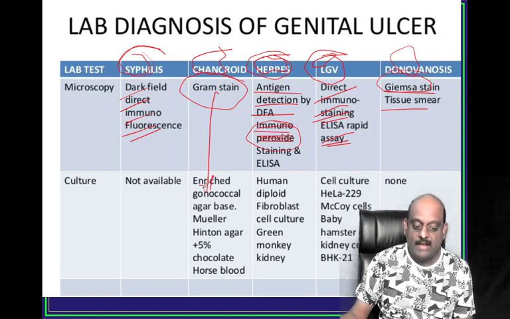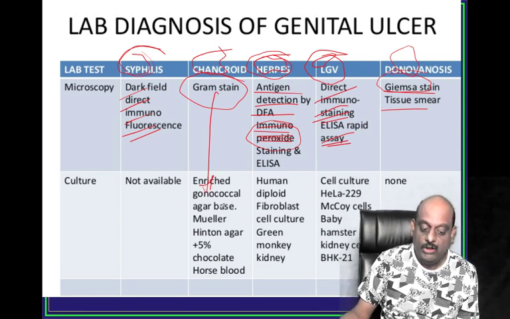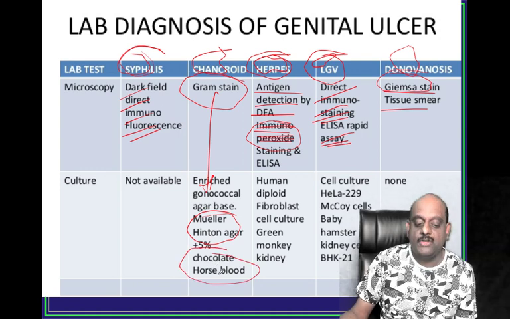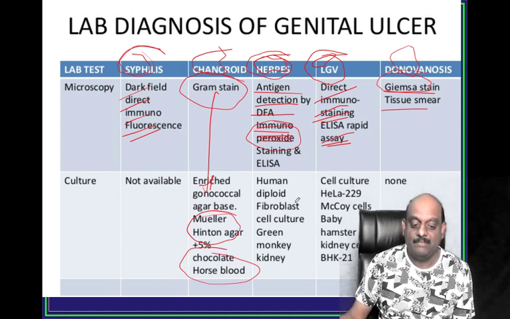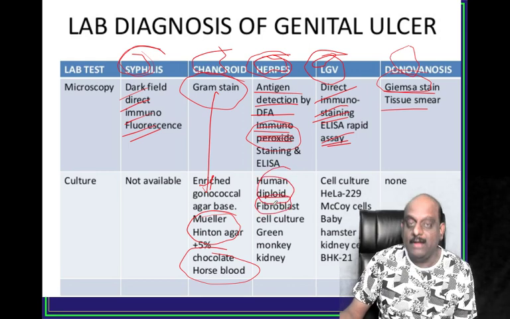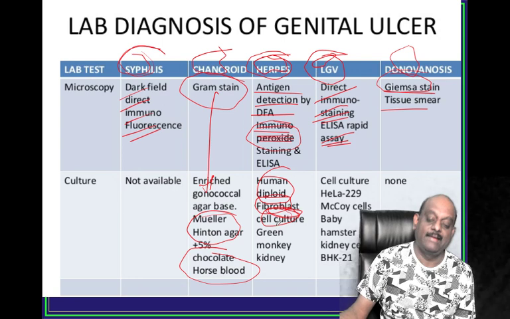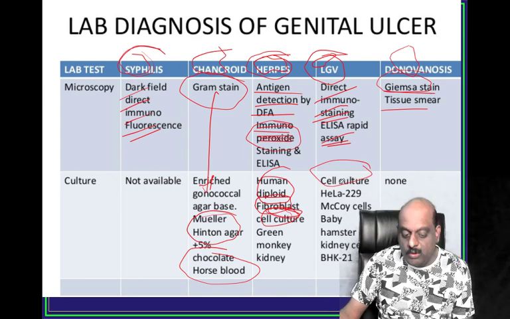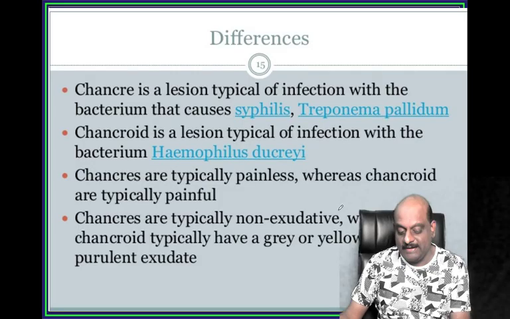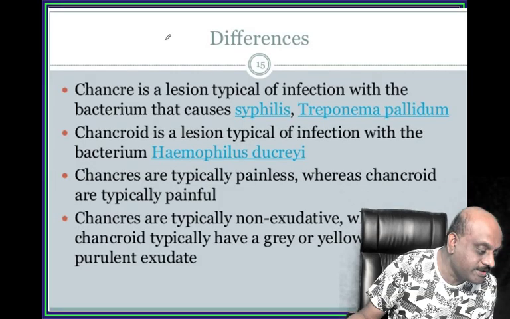Then for Haemophilus, you will be taking Mueller-Hinton, chocolate horse blood, etc. Herpes: human diploid fibroblast cell culture. Then for LGV, you can do cell culture, HeLa-229, McCoy cells, etc. So that is the story, doctor.